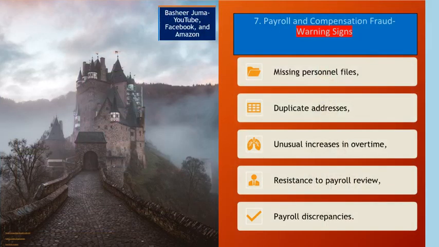Warning signs. Employees without complete personnel files. Missing or incomplete timekeeping records. Payroll checks with missing endorsements or unusual endorsements. Duplicate addresses, bank accounts, or SSNs, SINs among employees. Unusual increases in overtime or bonus payments. Payroll totals that don't reconcile with tax filings.